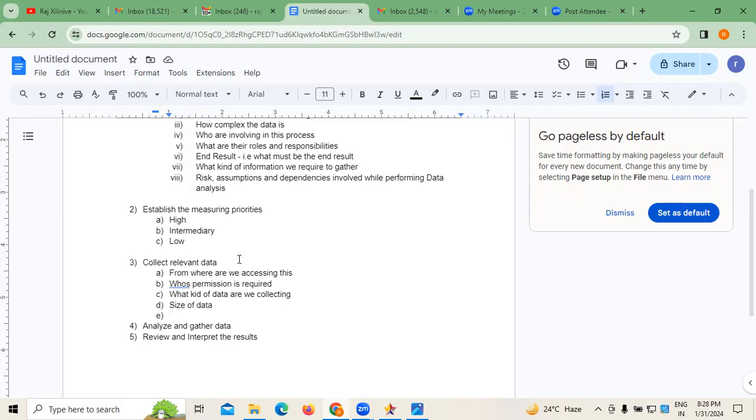So from where we are accessing this data is also one of the key elements we have to look at. Next, whose permission is required? That is also required. Who is going to give us the permission is also one of the key elements we have to see.